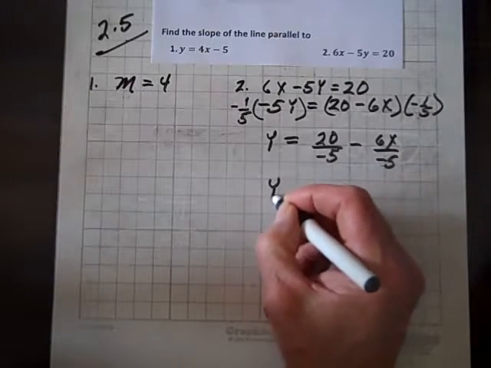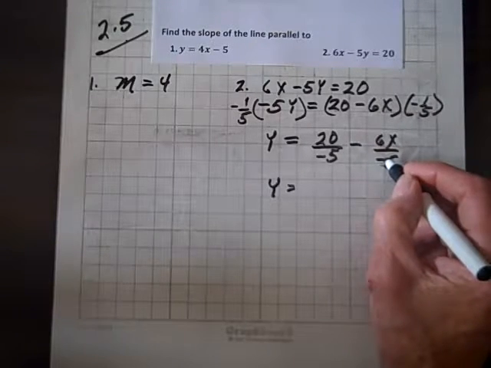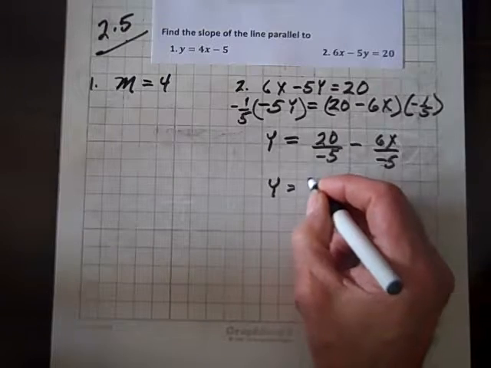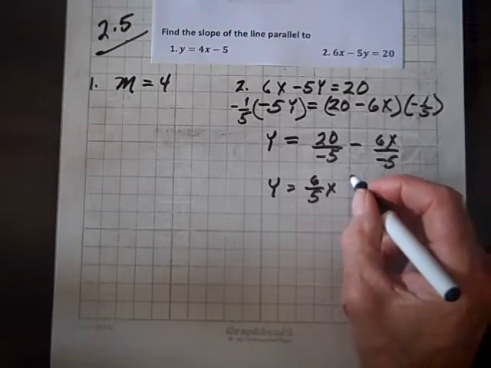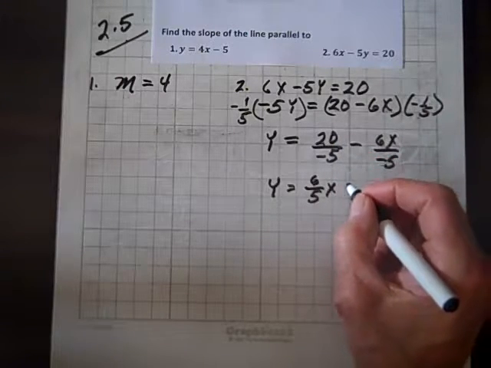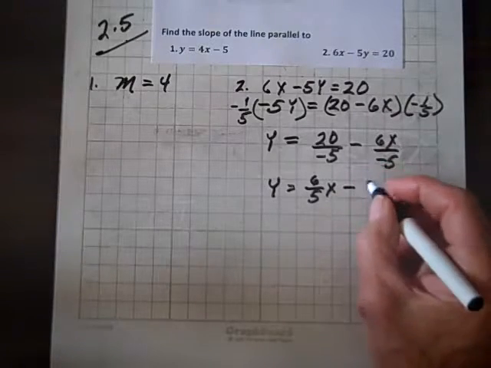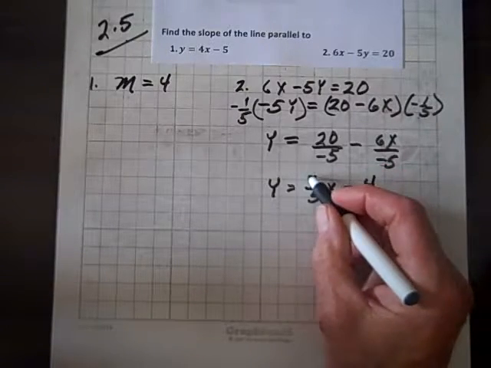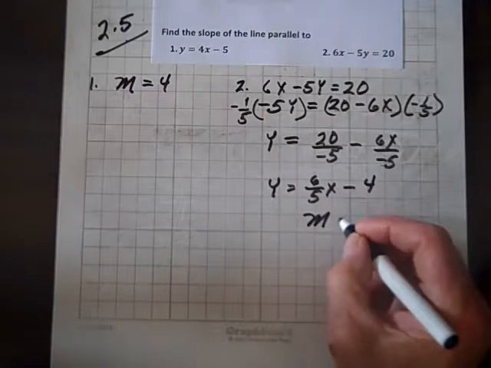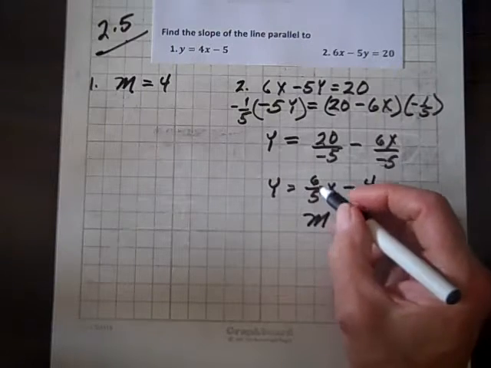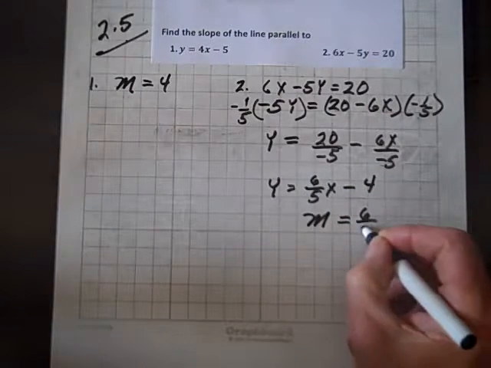And so that's y equals, and here we have a double negative, so that's going to be a positive, so that's 6/5 x, and negative 5 goes into 20, well, that's an odd number of negatives, so that's going to be negative, and 5 goes into 20 4 times. Nevertheless, the slope here is 6/5, so the slope of any line parallel to this line will be 6/5.